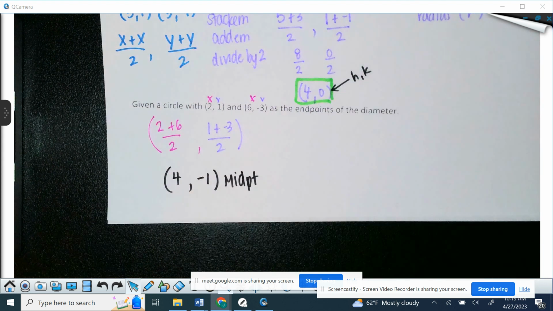Sorry, I was doing midpoint and distance in Math 1 this morning, so my words might be mixed up between the two.